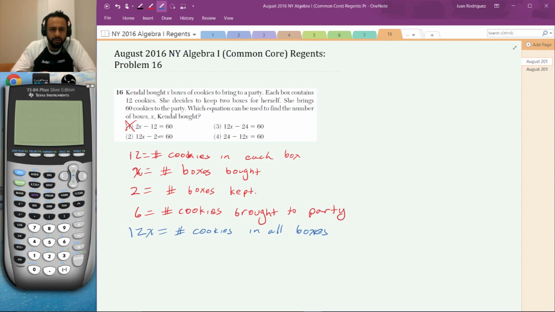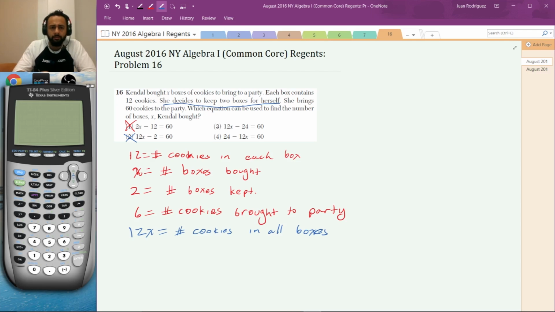So let's look at this one more closely. It says 12x minus 2 is 60. 60 is the number of cookies brought to the party, and we're subtracting something because she decides to keep 2 boxes for herself, right? But here's the key: 12x is a number of cookies, and this is subtracting a number of boxes. So this cannot actually be correct, because these two numbers do not represent the same type of units. Cookies minus boxes is not a physical quantity. So this is not the correct answer.